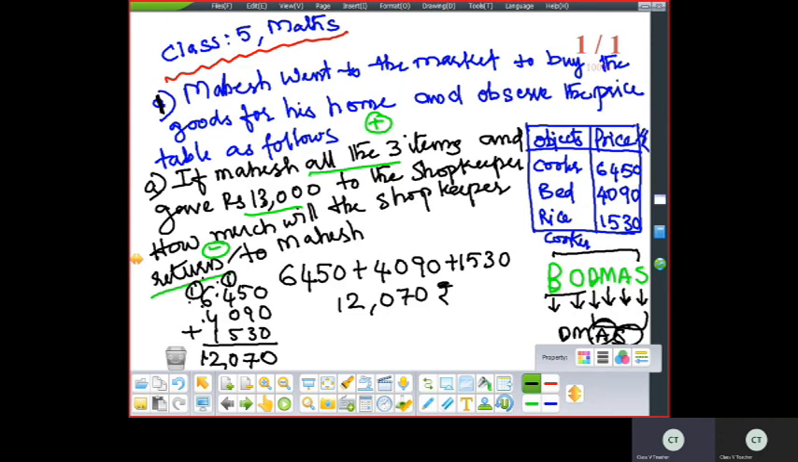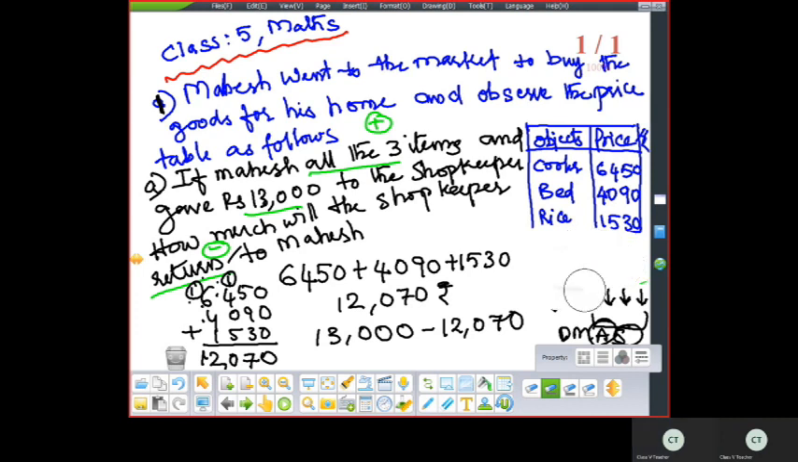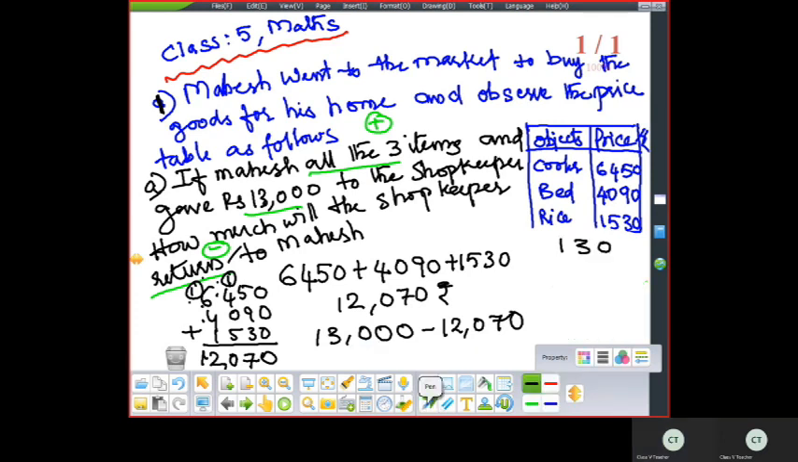Subtraction. Now do the subtraction part. How much amount did he give? 13,000. So 13,000 minus 12,070. Okay, so now let me do the subtraction. Write one number below each other.